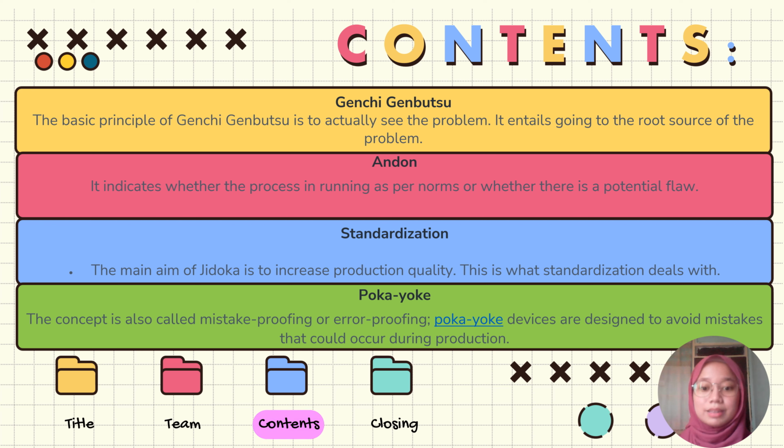And the last one is Poka-yoke. The concept is also called mistake proofing or error proofing. Poka-yoke devices are designed to avoid mistakes that could occur during production.